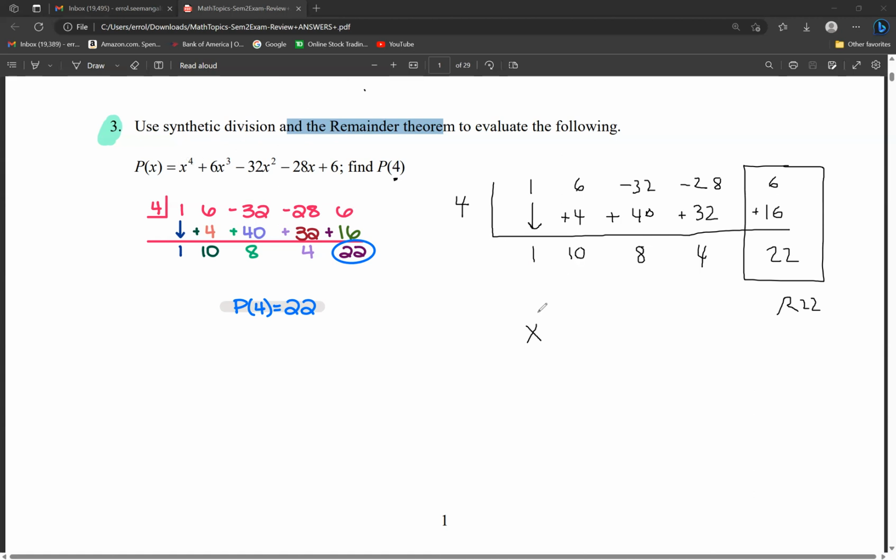It would be x cubed plus 10x squared plus 8x plus 4. What's this part right here? Plus what? That's plus 24. I mean 22, over x minus 4. Yeah, x minus 4. There you go.